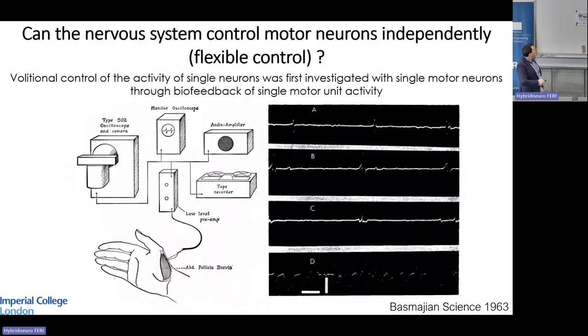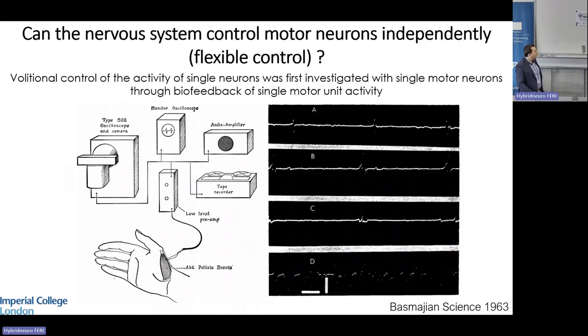Okay. Right. This was just a parenthesis to say that we can do those kinds of investigations in humans. Now, how do we use it for augmentation? Well, we can ask the questions that we posed. For example, can the nervous system control motor neurons independently? We call this flexible control. And how do you answer the question? You answer the question by making an experiment.